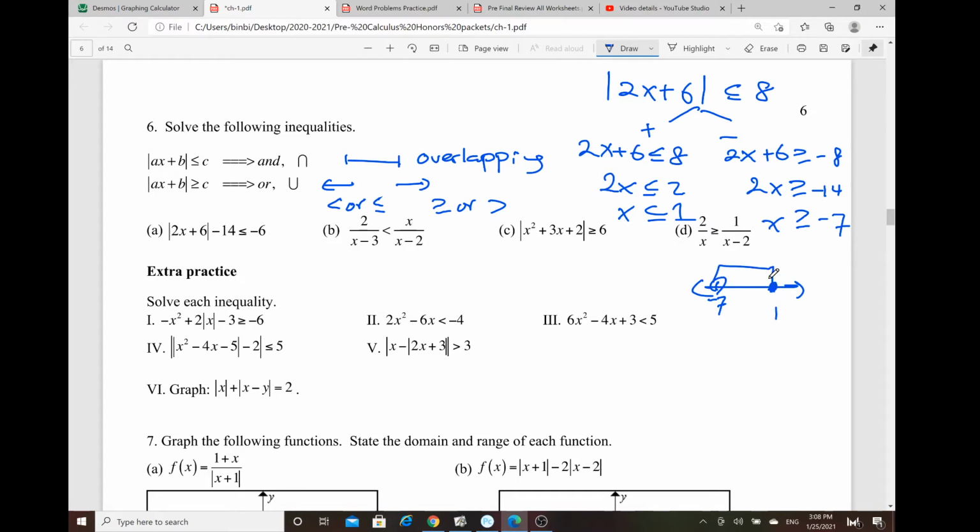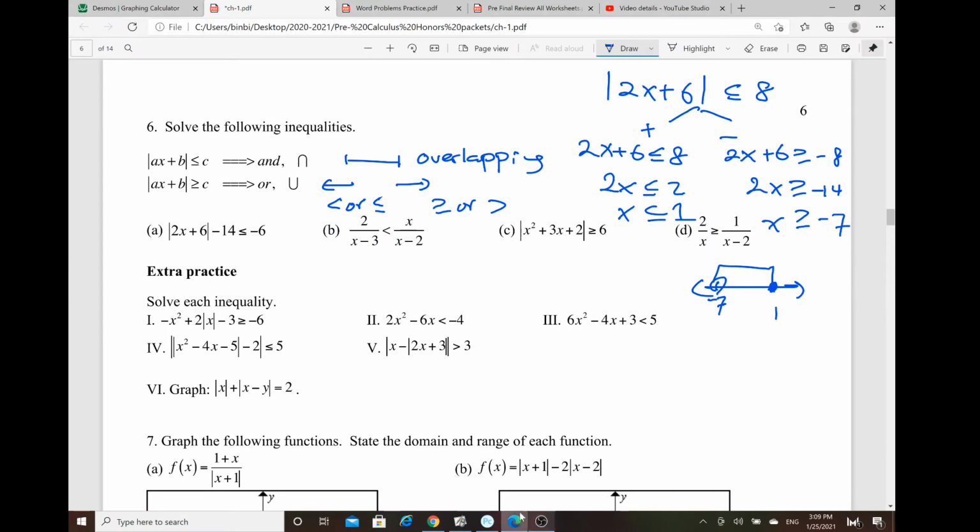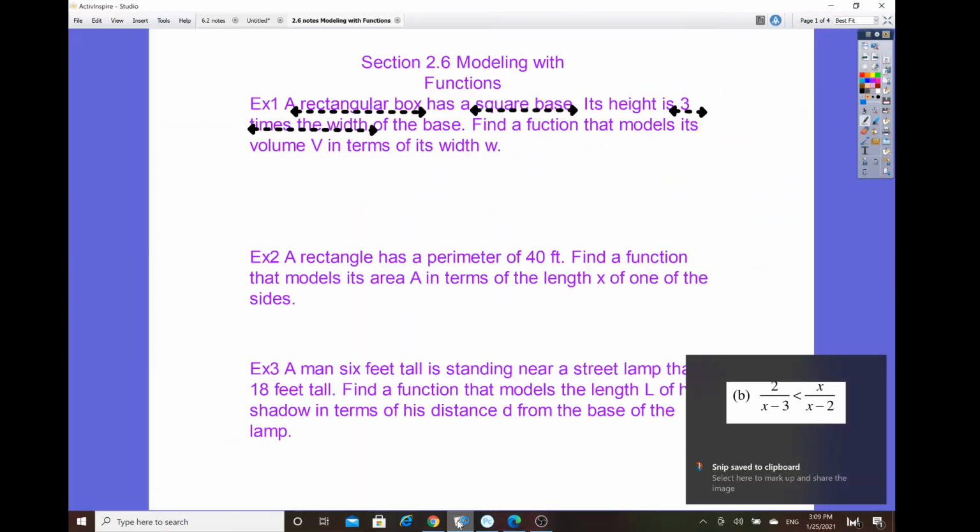Now, what about inequalities with rational expressions? Let's look at B. Let me snip this one and put it on a new slide. For a rational inequality, you have to be really careful about the way you set up the zeros and do the sign test, kind of like one of the problems we did earlier with the domain.